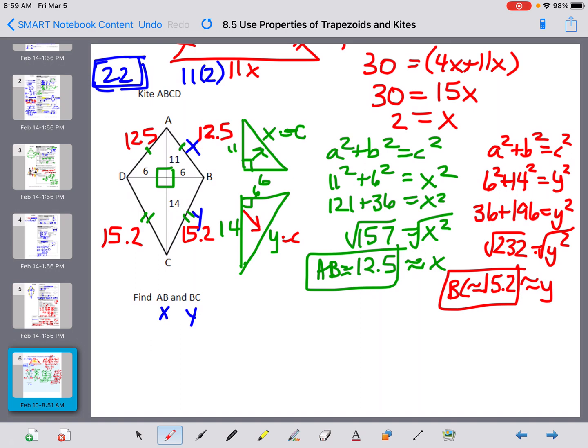All right. So we have these properties. We have these things to think about. We've practiced some. You have a worksheet, I believe, on our triangles, trapezoids, and our kites. Please complete the whole worksheet, all the problems on it. And if you have any questions, please let me know.